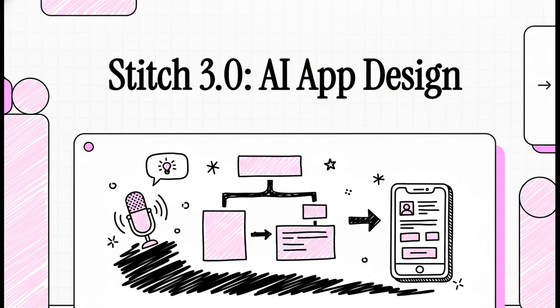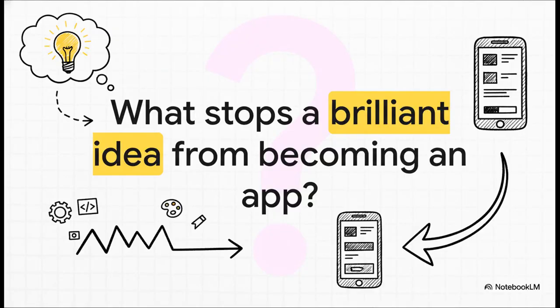Okay, get this. Imagine you could design and code an entire app just by typing a single sentence. Well, that's pretty much the promise behind a brand new and completely free tool from Google called Stitch 3.0. Today, we're going to dive into how this AI could totally change the game for how we build stuff for the web.